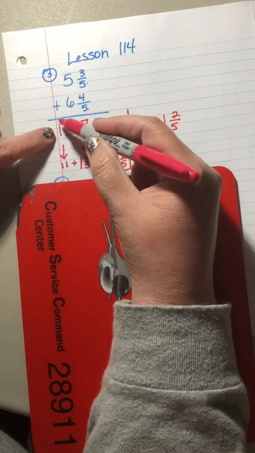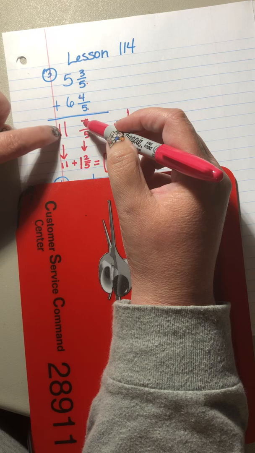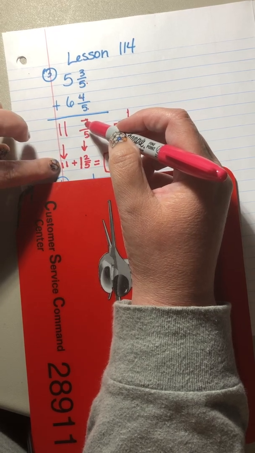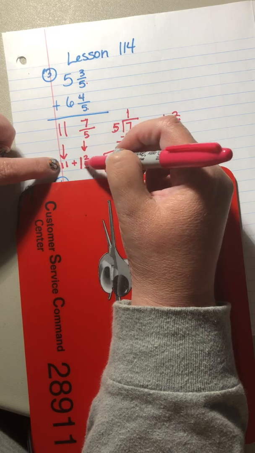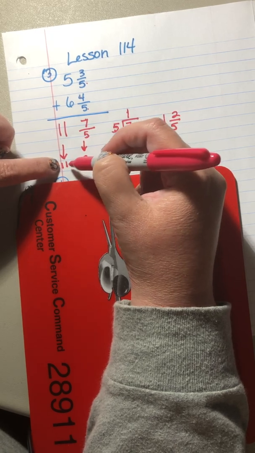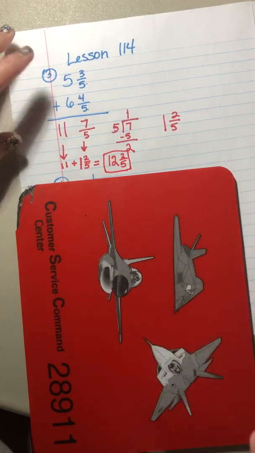So when I get a whole number plus an improper fraction, I leave my whole number alone for a minute, turn my improper fraction into a mixed number, and then add it back to my whole number to get my final answer. Okay.